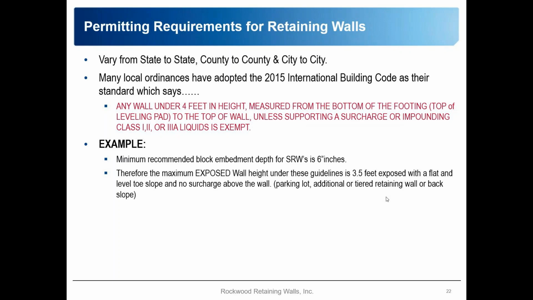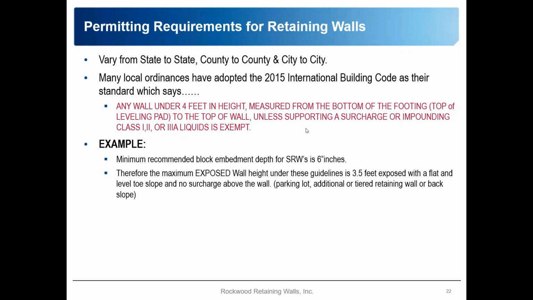And I will tell you that what the 2015 International Building Code says is that any wall that's under 4 feet in height, measured from the bottom of the footing, which in our case is the top of the leveling pad, to the top of the wall, unless it's going to support a design load, is exempt from a permit.